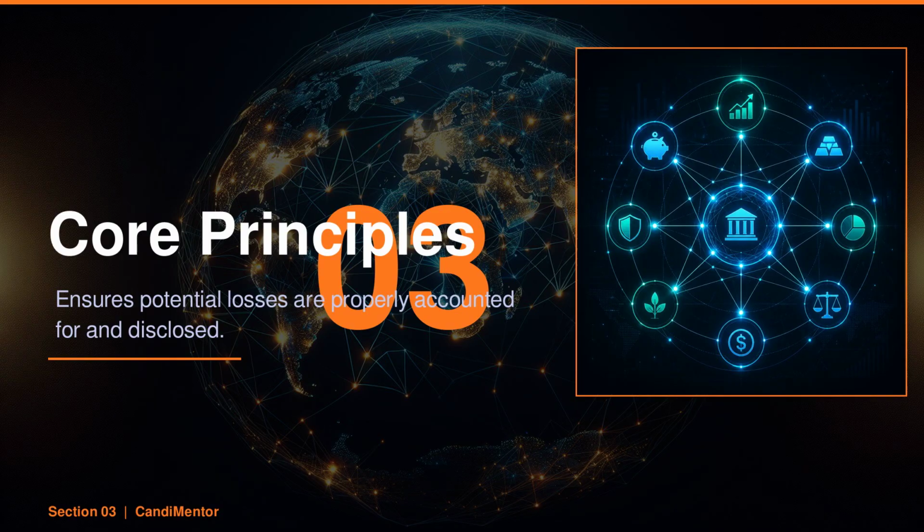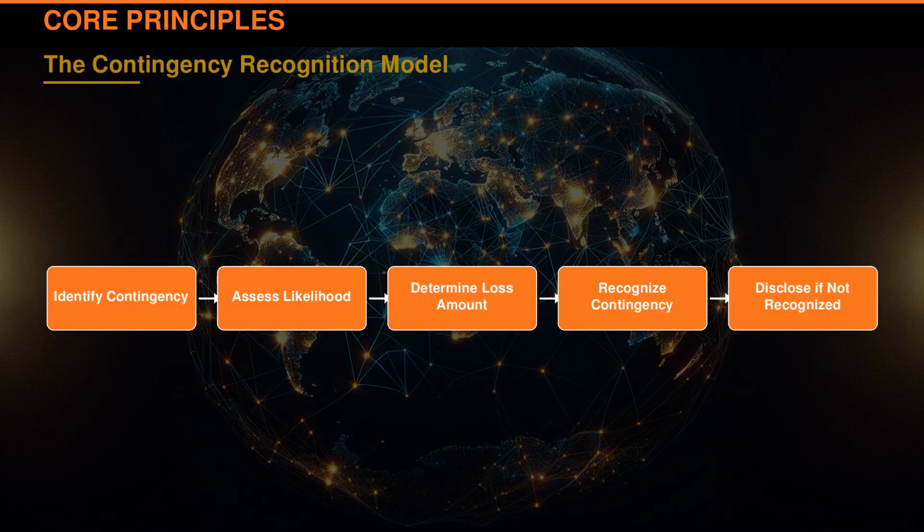Imagine facing a lawsuit that could cost millions. Without ASC 450's contingency recognition model, companies might mislead investors about true financial risks. This cornerstone of ASC ensures that potential liabilities are not hidden, but recognized or disclosed, providing transparency and trust in financial reporting. The contingency recognition model is vital for capturing potential financial risks.